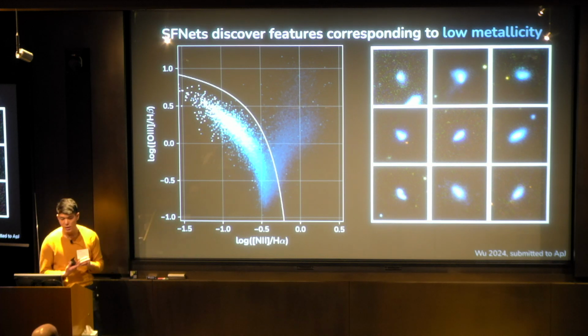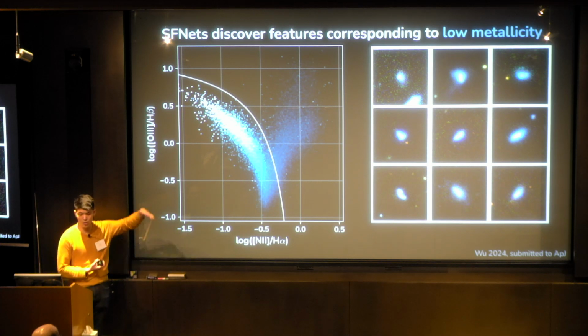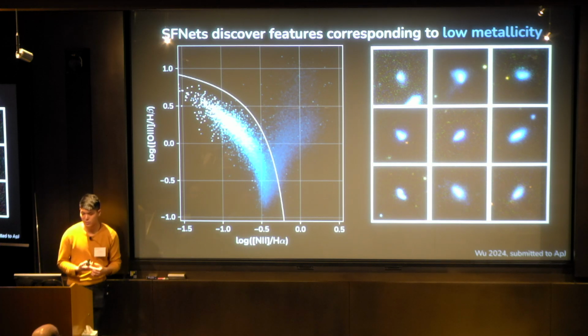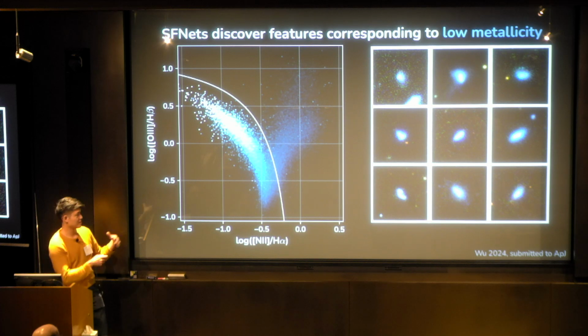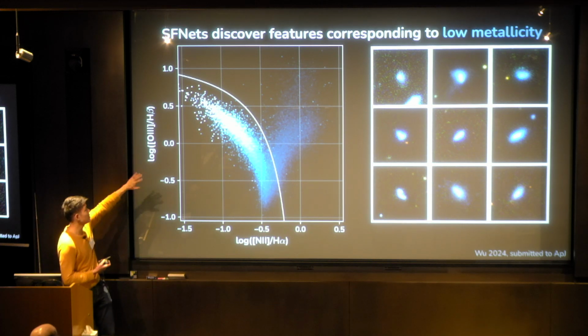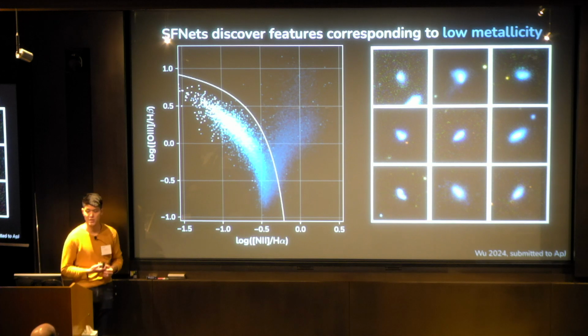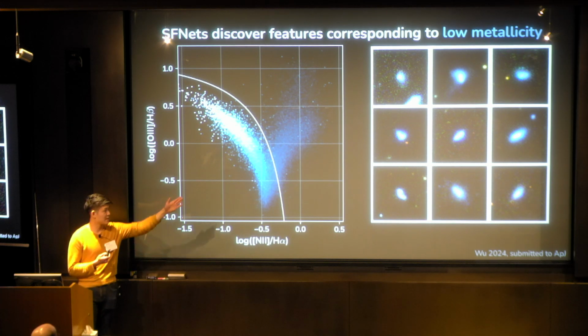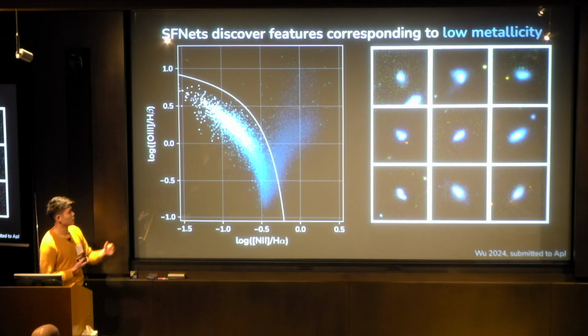There's only 4 features. And the first one that we see actually corresponds very strongly with low metallicity. They're all the way on the left side of this plot, and if you've ever tried to put stellar population models into these nebular diagnostic diagrams, you'll find that this indeed is where you expect to find the low metallicity galaxies. And you can see their morphological characteristics on the right there.